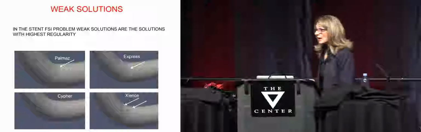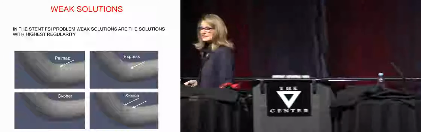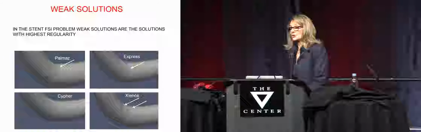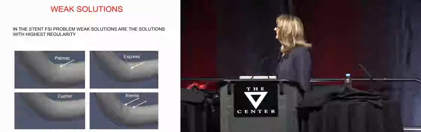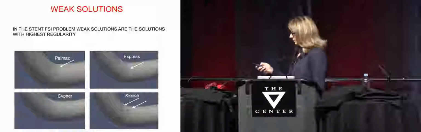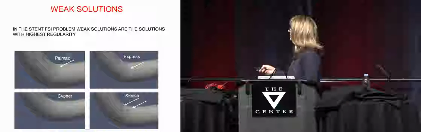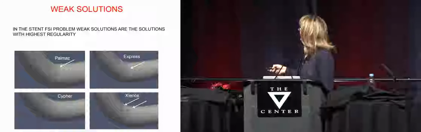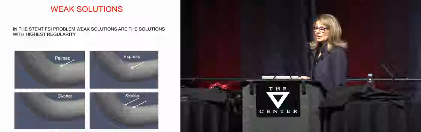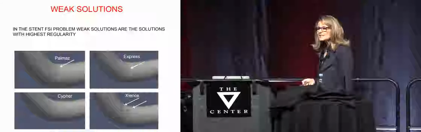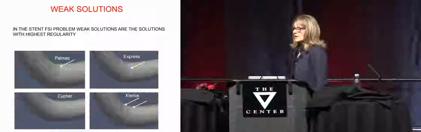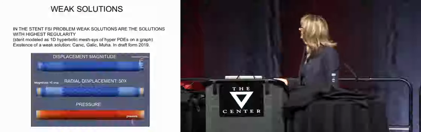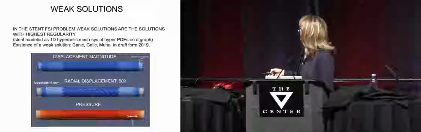Now, why weak solutions? Well, of course, in certain cases, you can work on trying to prove the existence of stronger solutions, more regular solutions than what I just showed here. But in the case of a stent, this is a little simulation that shows you what the solution looks like for four different types of stents. One can see that there are some singularities in the solution, in the displacement of the structure, based on which we actually do not expect in these cases to obtain existence of solutions that are stronger than the weak solutions themselves. This is a little movie showing also formation of singularities.